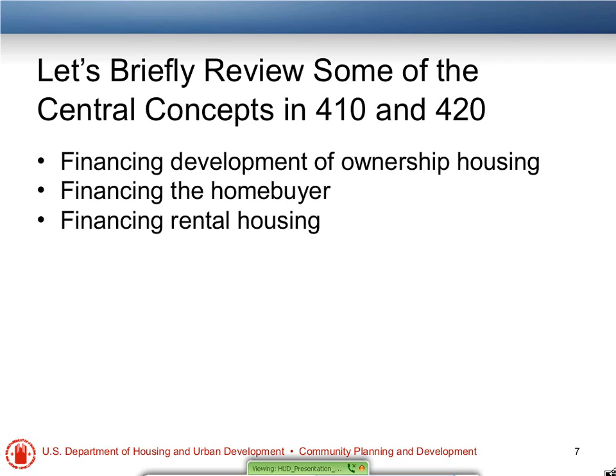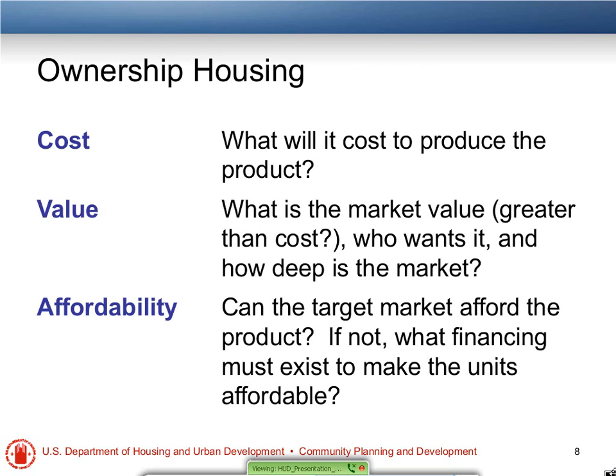So in brief, we're going to review some of the concepts from our previous two classes. Again, financing development of ownership housing, housing for sale to individual families, and financing the home buyer, and financing rental housing. When we're doing home ownership finance, there's three major things that are must-knows. You have to know these three things, and those three things are cost, value, and affordability.